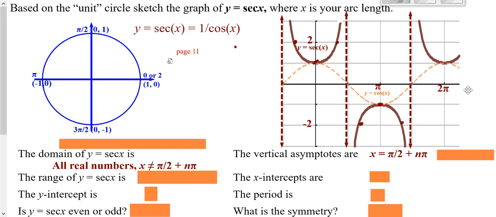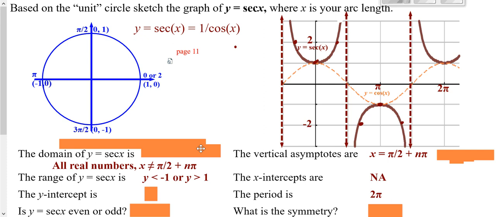X-intercept, you can see that we're always either above or below. We never cross, so there are none. Your period of cosine, which we're dealing with the reciprocal of, is 2 pi, so its reciprocal function of secant has a period of 2 pi. Range is still going to be the same as it was before for our cosecant. And we can see that we do cross the y-axis here at a height of 1.